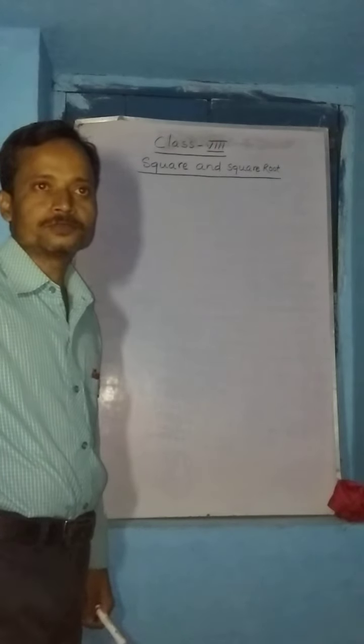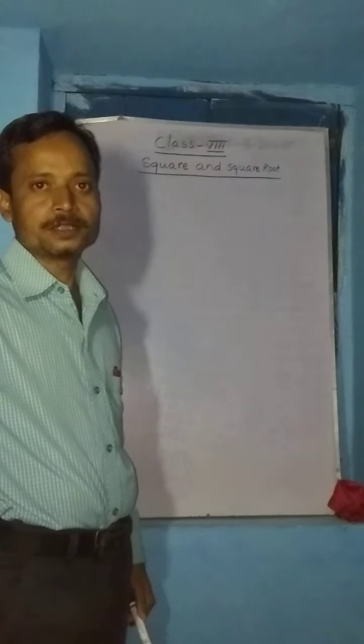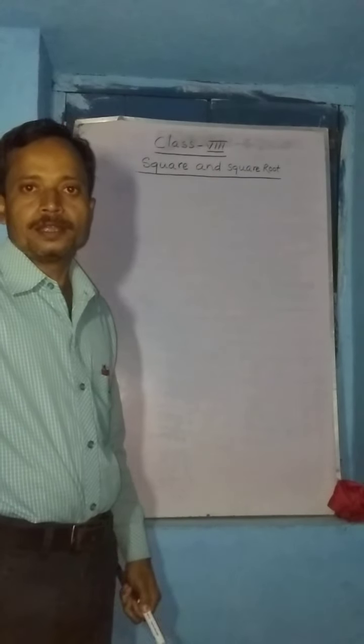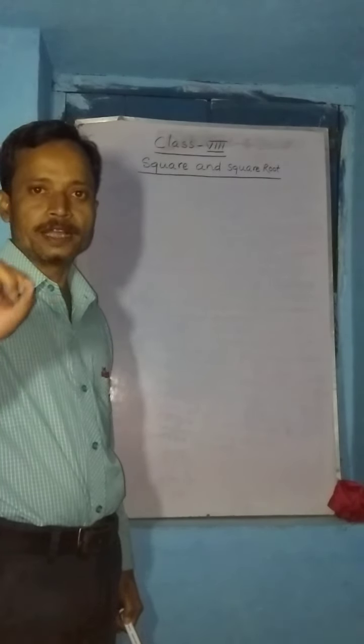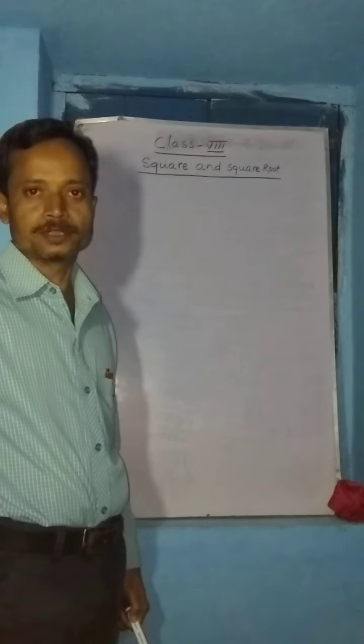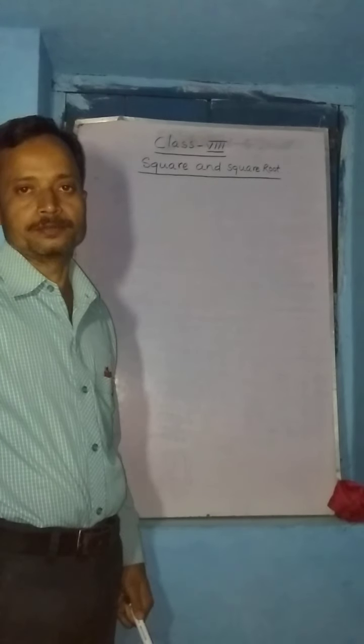So first of all, I am going to define a square. If m is a natural number and this natural number can be expressed as n square, where n is also a natural number, then m is said to be a square number.